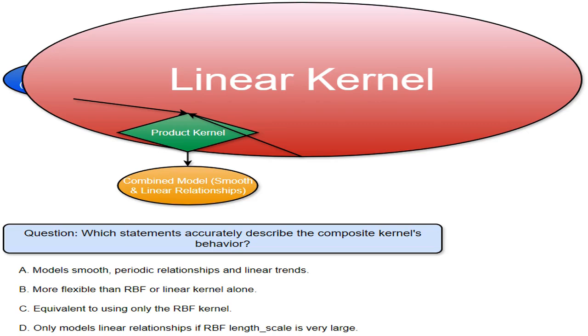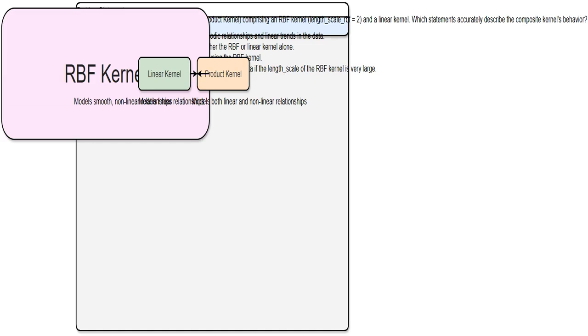The result of using the product kernel is a model that can capture both the smooth, nonlinear trends modeled by the RBF kernel and the linear trends modeled by the linear kernel. I see that RBF stands for radial basis function.